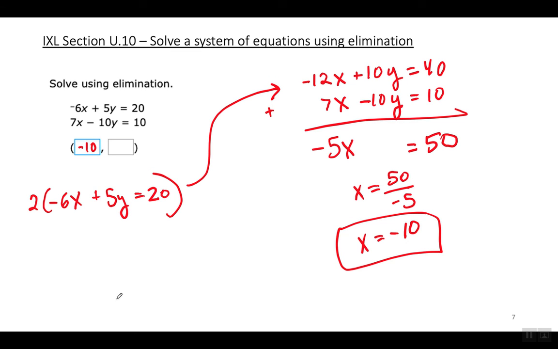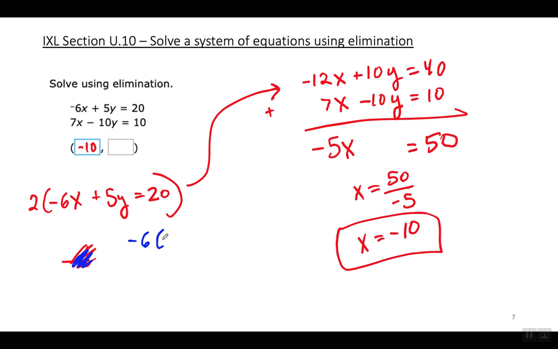All right, now I'm going to substitute x equals negative 10. Let me put it in the top equation. Ahora voy a sustituir x igual a negativo 10. Lo voy a poner en la ecuación de arriba. Let me just do that in a different color so it's more obvious or more visible.